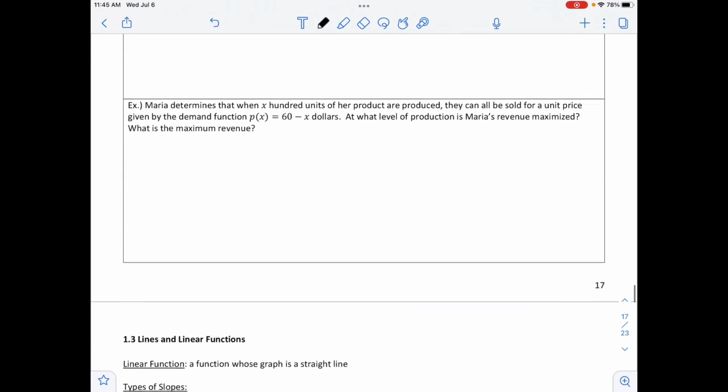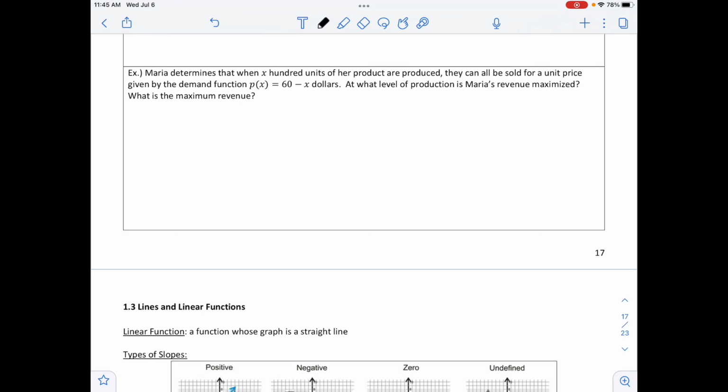Another example that we have says Maria determines that when x hundred units of her product are produced, they can all be sold for a unit price given by the demand function P(x) = 60 - x dollars. At what level of production is Maria's revenue maximized? What is the maximum revenue? And so in this problem, we're asking about the maximum revenue.